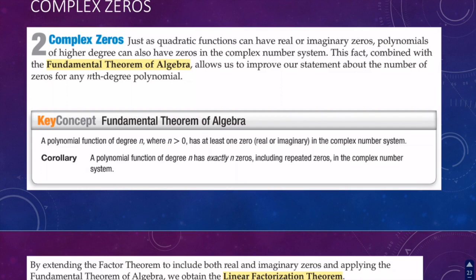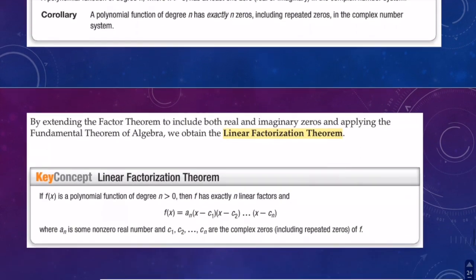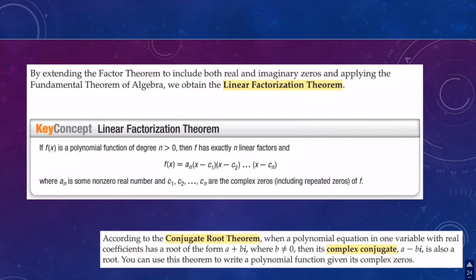So that's just kind of a little thing that I like to say, because this thing was really called the rational roots theorem, that first one. And so let's just keep on moving here. It says, by extending the factor theorem to include both real and imaginary zeros and applying the fundamental theorem of algebra, we obtain this thing called the linear factorization theorem.